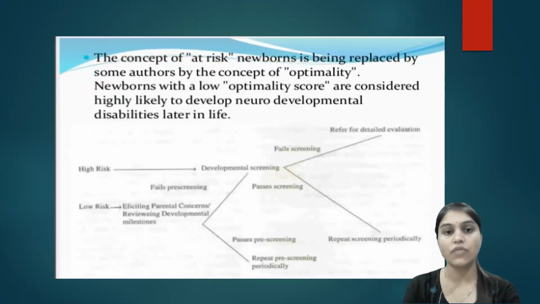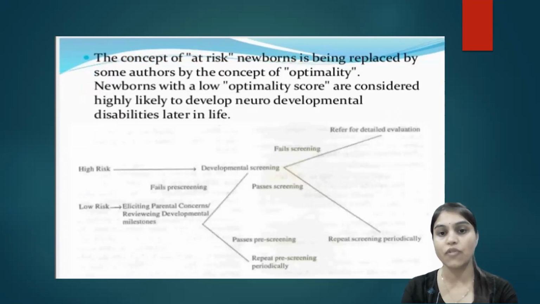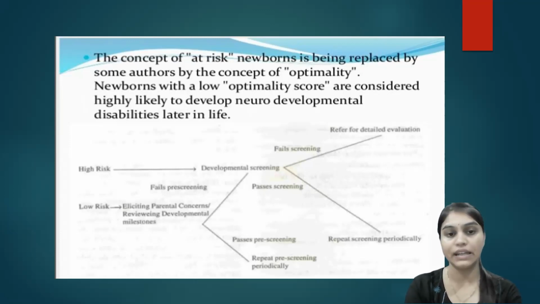The concept of at-risk newborn is being replaced by some other authors by the concept of optimality. Newborns with a low optimality score are considered highly likely to develop neurodevelopmental disability later in life.